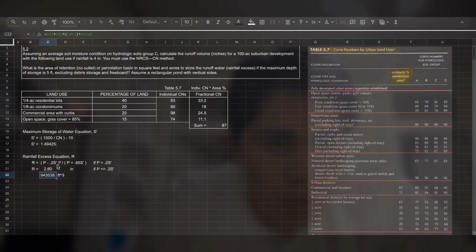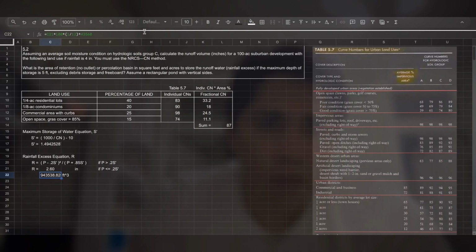Sorry, it's hard to see here. I don't know how to. Anyway, so we get this value. Let me make this a little bigger. Okay. There we go. Okay, that's our volume in cubic feet.